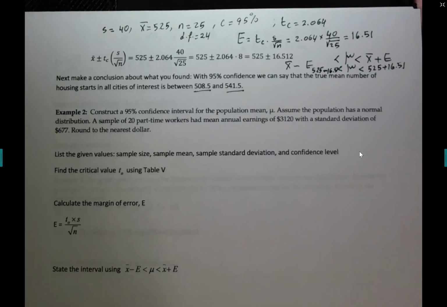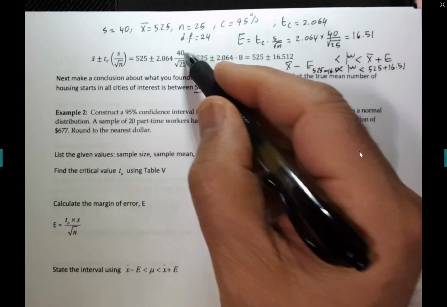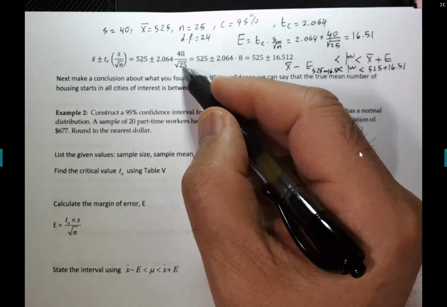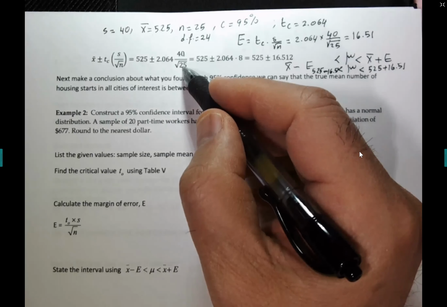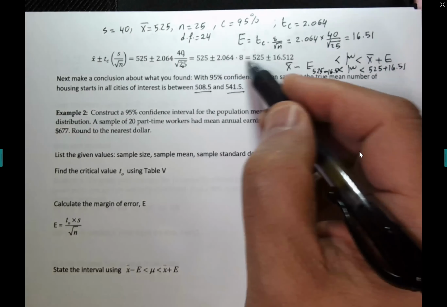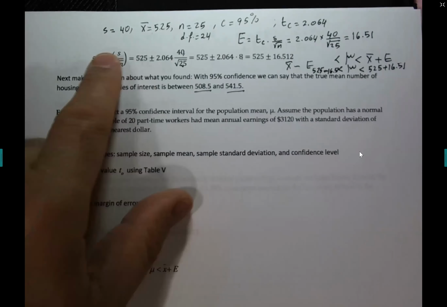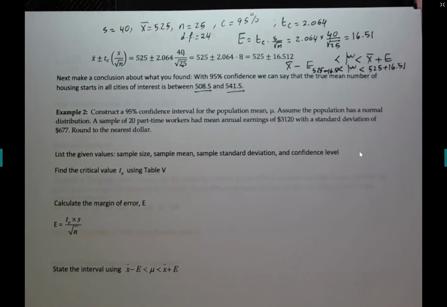I have a question. In your sample you typed out, it says the 525 plus minus the 2.064 times 8. Oh, 8 is 40 divided by square root of 25. Oh, okay, sorry. Thank you. Yeah, square root of 25 is 5. That's a good question. I know it's confusing, but 40 divided by 5 is 8, and I put it there. This is a shortcut. Probably I shouldn't have done it this way, but I wanted to show you how you can do this with a shortcut.